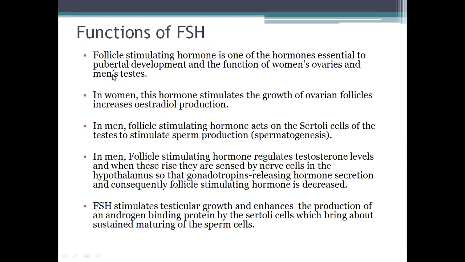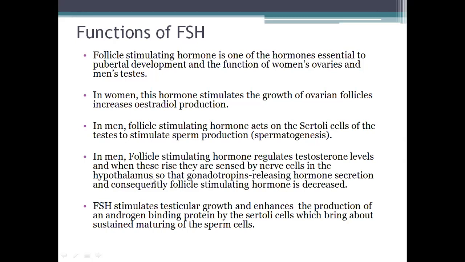Now, what are the functions of FSH? As the name indicates, FSH acts on the ovarian follicles and results in the ovarian cycle. In men, it acts on the testis, and in women, it acts on the ovaries. So remember, it is produced only in matured males and females, so they need to have attained puberty. Now, in women, this hormone stimulates the growth of the ovarian follicles, but in men, it acts on the Sertoli cells. Okay, so it acts on the Sertoli cells of the testis to stimulate sperm production. This assists spermatogenesis.